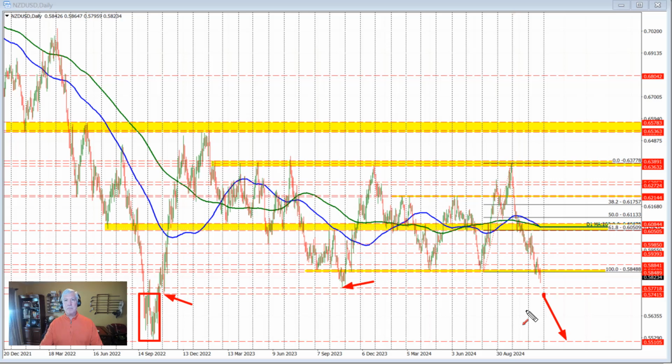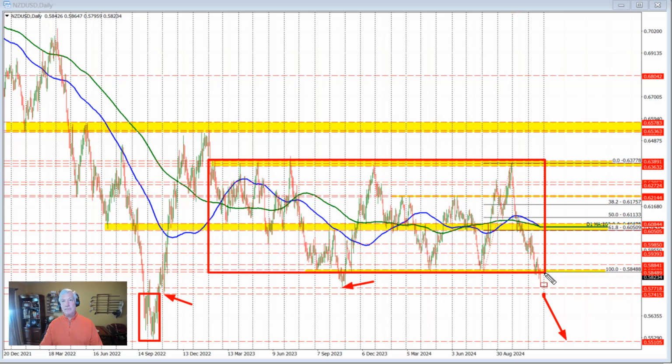And we'd start to look more closely at something like the hourly chart for different clues as the price potentially moves lower in the New Zealand versus US dollar. But clearly, what is needed on the top side is to get back in the red box, get above the 0.5848 to 59 level. That would open the door for further upside momentum.